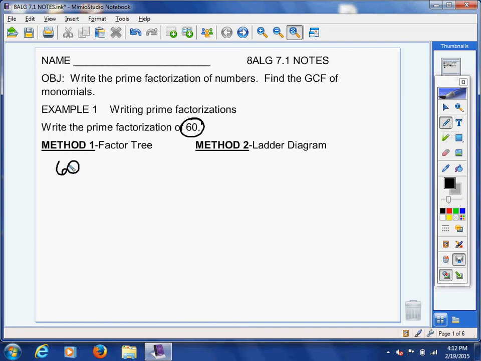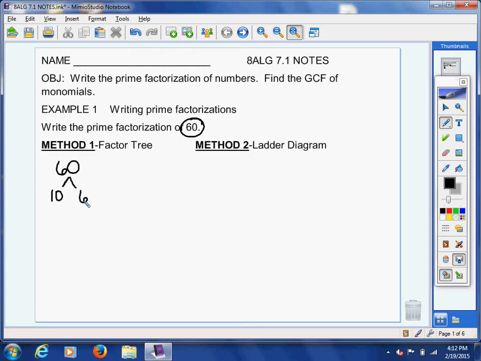Okay? So I'm thinking that I want to start with 10 and 6. I don't have to start with 10 and 6. I could have started with 2 and 30, or 3 times 20, or 4 times 15, or 5 times 12. I could have done any of those. It doesn't matter. I'm going to start this time with 10 and 6.